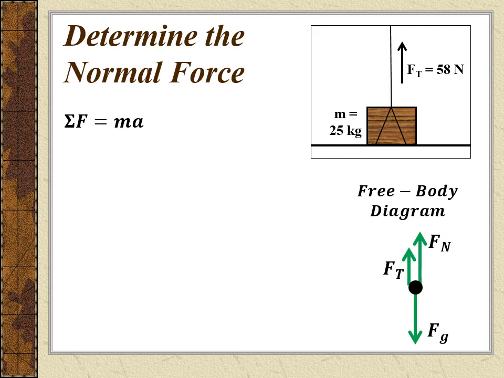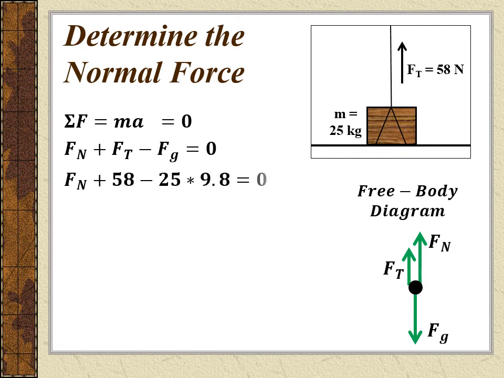So we're looking specifically in the y direction. The y direction is going to include the normal force and the force of tension. Notice that these two are going to be upward, so they're going to be positive. And then we have a force of gravity downward, so that's going to be negative. Now the net force is going to be equal to 0, and the reason I know it's 0 is because it's sitting here, not going anywhere, not accelerating, not moving. So the normal force plus the force of tension minus the force of gravity is going to be equal to 0.